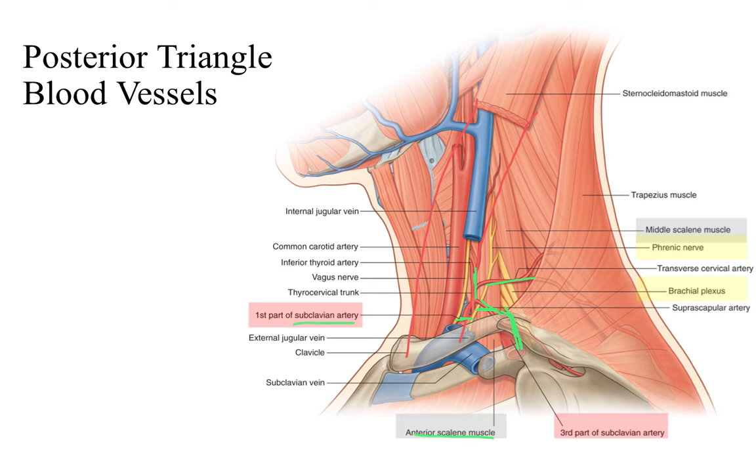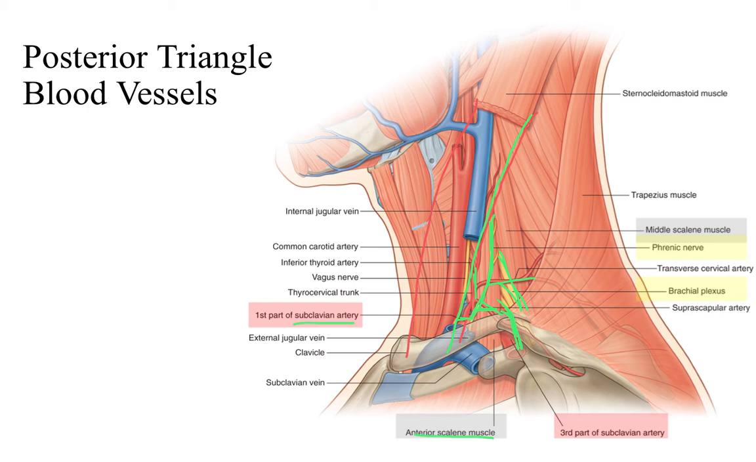Nerves that are within this region, we have the phrenic nerve, right? So here we see the phrenic nerve right here running down. And again, here's the border of the sternocleidomastoid, so that's falling within the posterior triangle. And then you can also see branches from the brachial plexus as well.